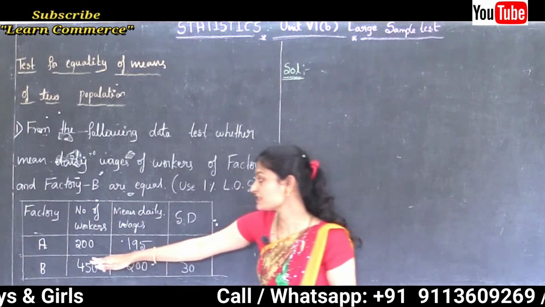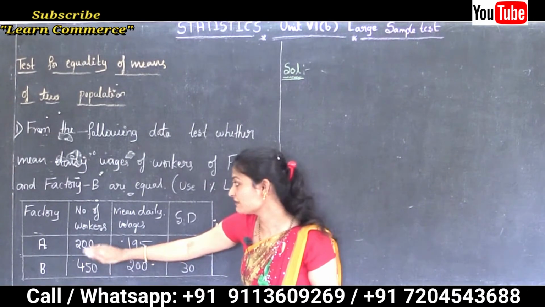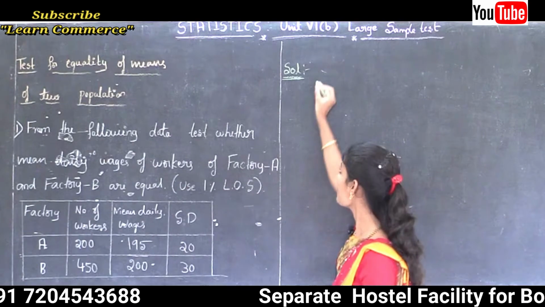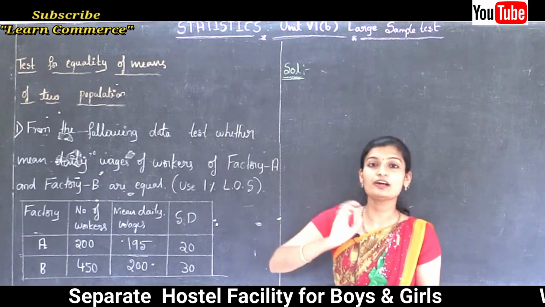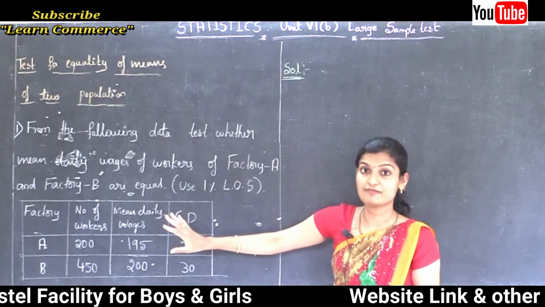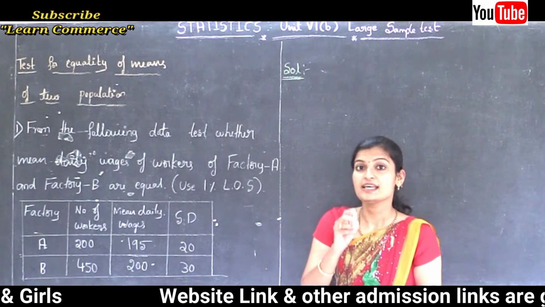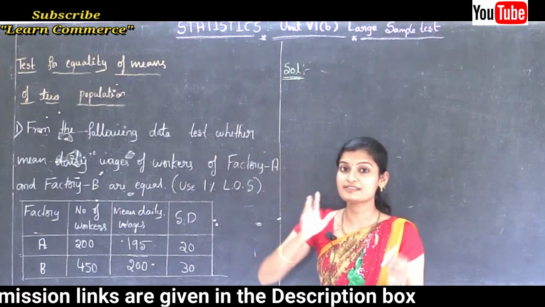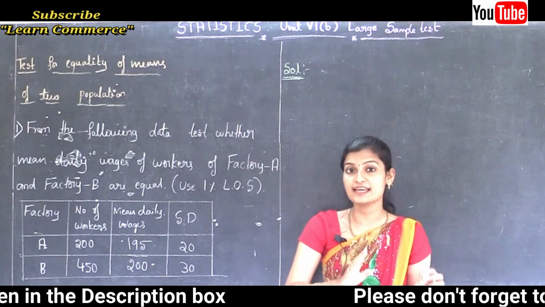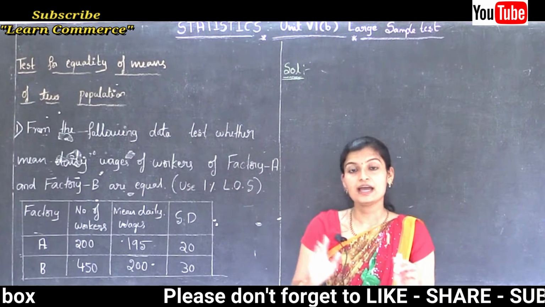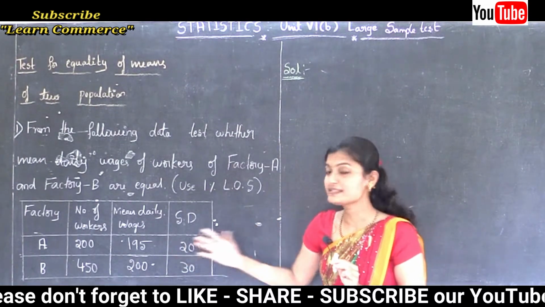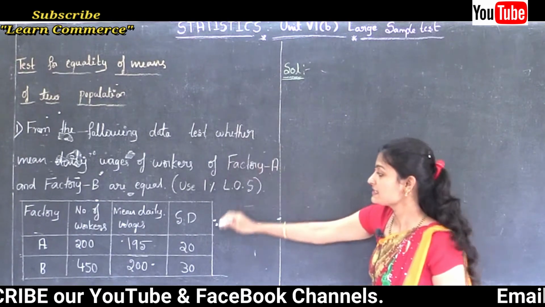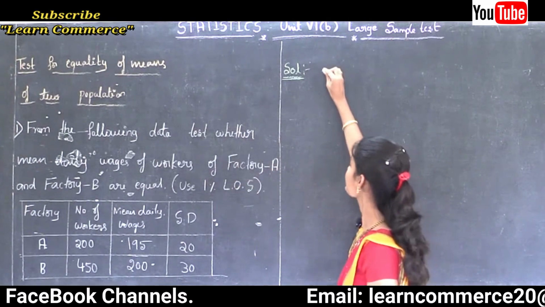What are the observations given? Two sets of observations are given. The number of workers in factory A is the sample size, and we know that sample size is denoted by small letter n. Here two sets of observations are given, so I will write the first sample size as n1 and the second sample size as n2.